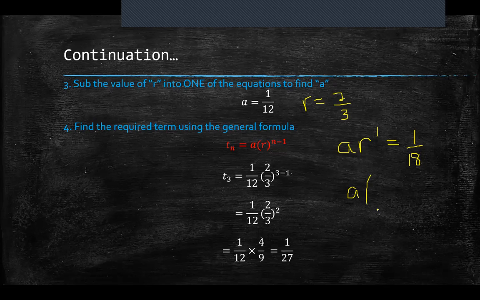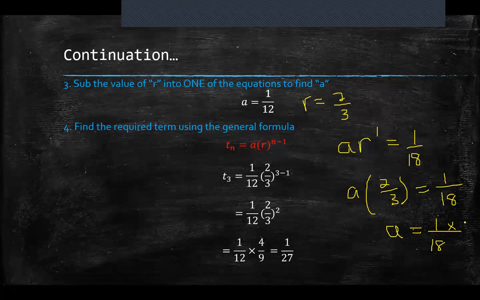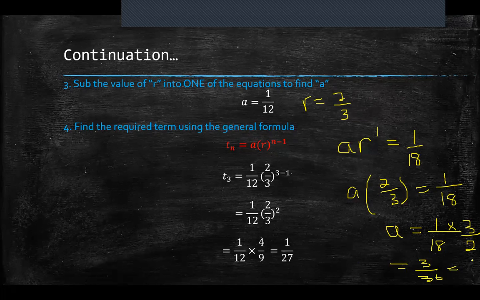A by 2/3 is 1 on 18. A would be 1 on 18 divided by 2/3, which is the same as multiplying by 3 on 2, which is equal to 3 on 36, which is 1 on 12. That's how I got A is equal to 1 on 12. Everybody good with that? Yes, Miss.